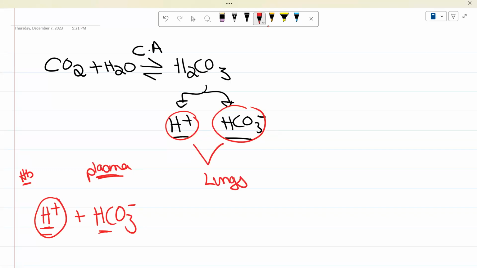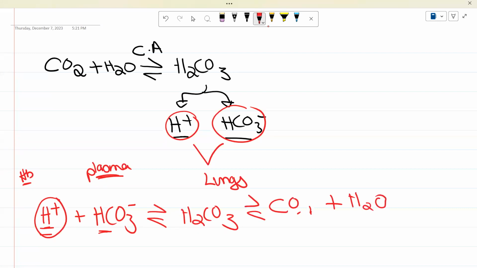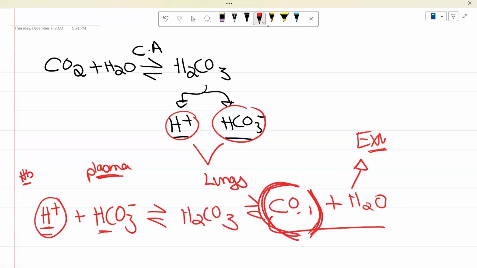At the lungs, they will meet and give me carbonic acid. And this carbonic acid will dissociate to give me CO2 plus water vapor. And these two will be exhaled. I will get rid of it. So they are asking you what is happening at the lungs, not at the respiring tissue. So I will have to look for an answer that produces CO2 because I want to exhale it.